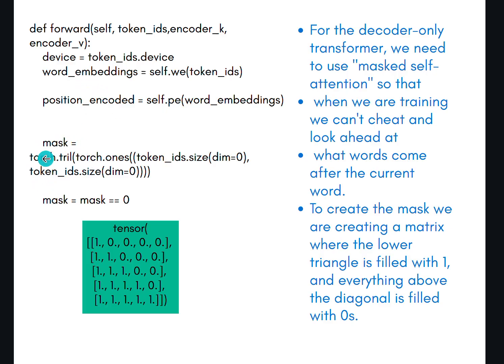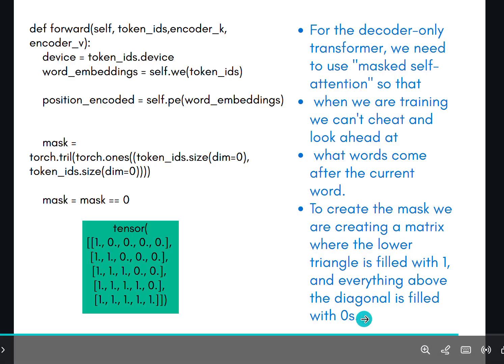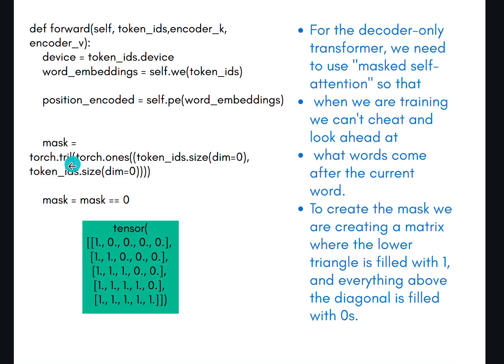The mask is something we are actually initializing. For a decoder-only transformer, we need to use masked self-attention so that when you are training, we cannot cheat and look ahead at what words come after the current word. To create the mask, we create a matrix where the lower triangle is filled with 1 and everything above the diagonal is filled with 0. So the lower triangle is 1, everything above the diagonal is 0. And that's possible with tril.